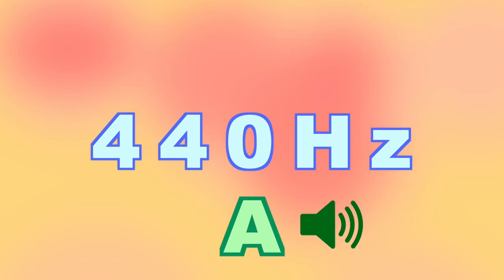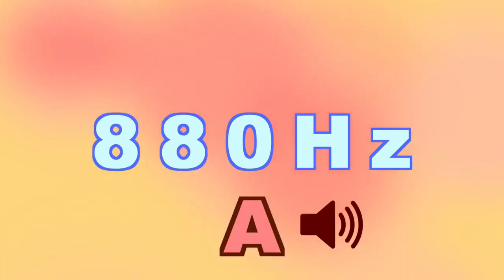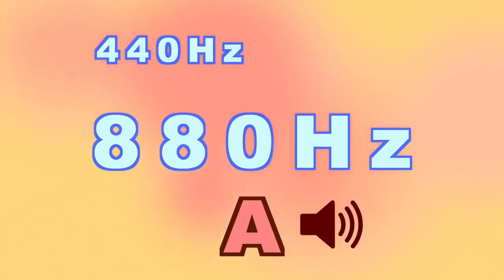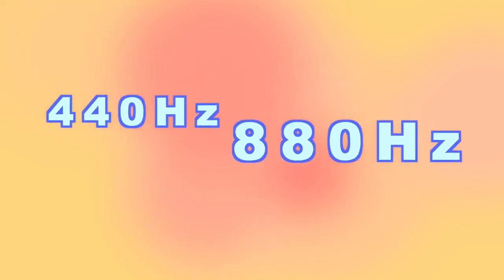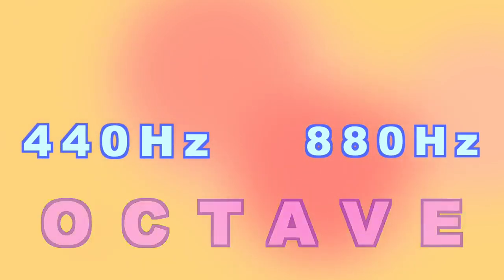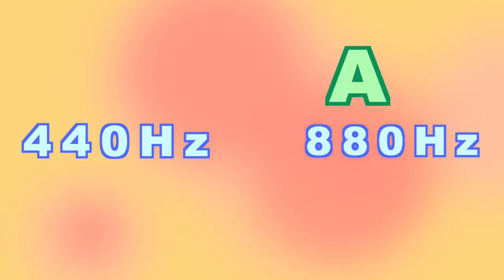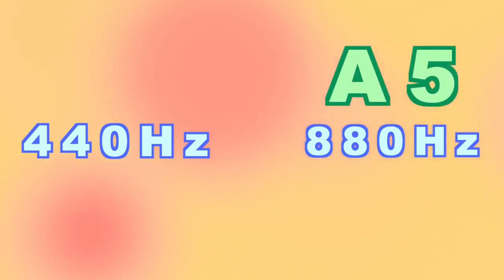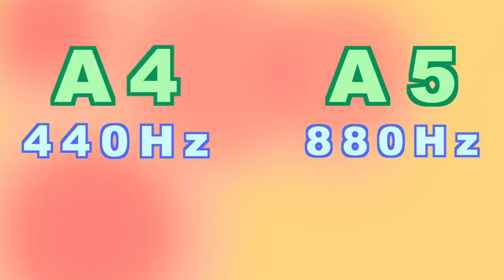For example, 440 hertz corresponds to the note A. But so does 880 hertz, since this is the same pitch, just played twice as fast. The gap between these two notes is called an octave. So to distinguish between these two notes, we often call them by their letter name and octave number. 440 hertz in this case is called A4, and is often used as the reference for tuning instruments.